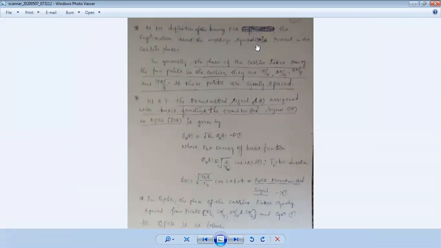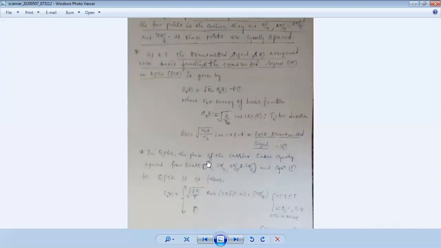As for the definition, the binary information about the message symbol is present in the carrier, which is very simple. In general, the phase of the carrier takes one of 4 points. The phase may be pi by 2 quadrature, but you can use different phases also: pi by 4, 3 pi by 4, 5 pi by 4, and all these points are equally spaced. You can use pi by 2 between cos omega ct, which represents S1, and minus cos omega ct, but they are equally spaced. That means it should be 90 degrees, or it may be 45 degrees, whatever we can use.